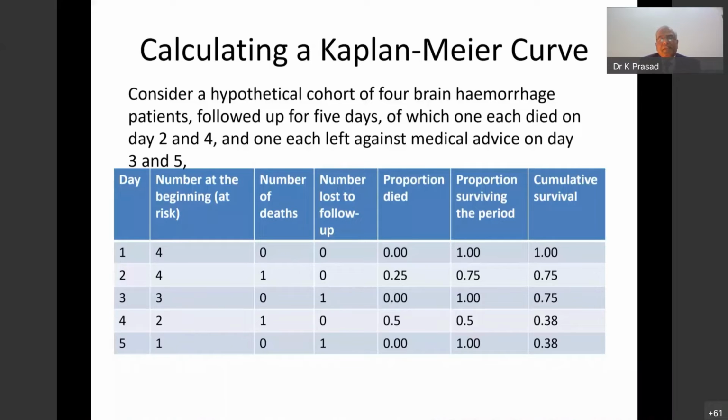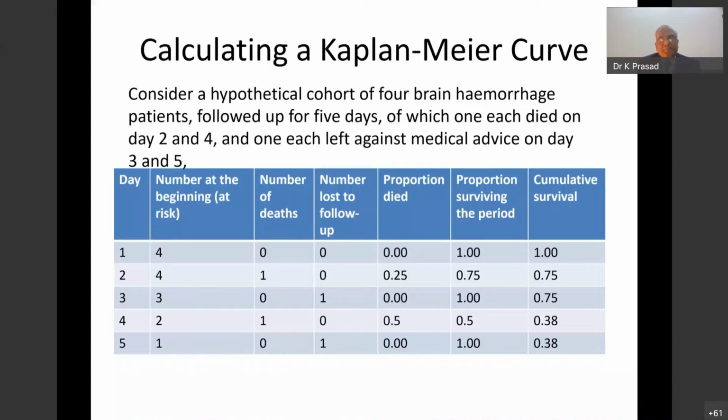Now day 3, nobody died, but 1 left against medical advice. He did not die, so proportion died is still 0%. Surviving this period, which is what you can call conditional survival, is 100%, right? Nobody died. All 3 are surviving, though 1 left the study. Leaving the study is censoring, it's not having an event. I have already told you that. Therefore, cumulative survival still remains 0.75 into 1, which is 75%.